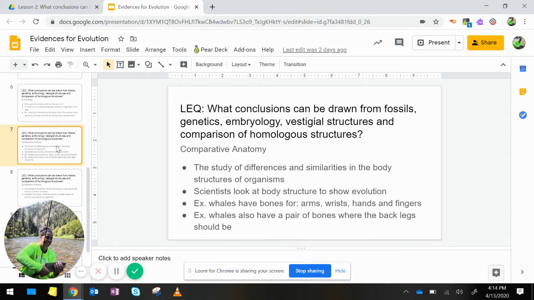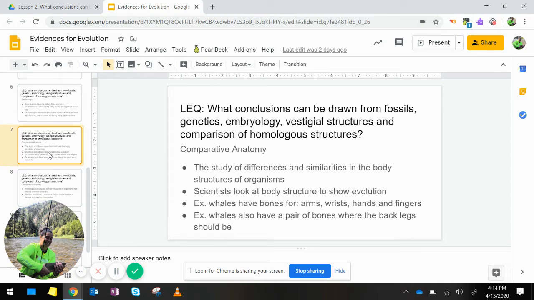All right, and the last one, comparative anatomy, the study of differences and similarities in the body structures of organisms. Scientists look at body structure to show evolution. So the more closely your body structure is, as far as with your bones and the structural part of it, the more closely related scientists would say that organism is. For example, whales have bones for their arms, their wrists, their hands, their fingers, even though we wouldn't say that whales have arms, wrists, hands, and fingers.